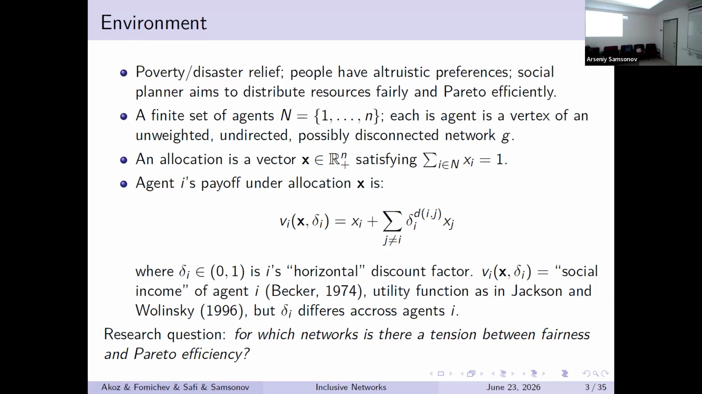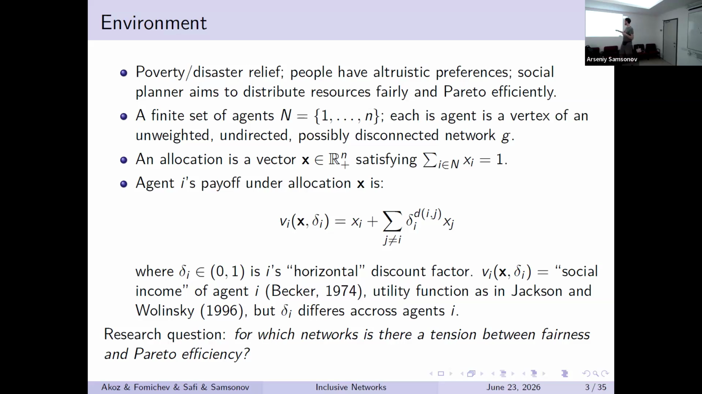Consider something like poverty or disaster relief, where the government allocates money to people, and people care about each other. So, for example, if Gilad is my friend, I don't only want to receive money myself, but I'm also happy when Gilad gets some money. So these altruistic externalities are captured by a graph. The graphs we'll consider are not directed and not weighted, but not necessarily connected. So they can have separate connected components.